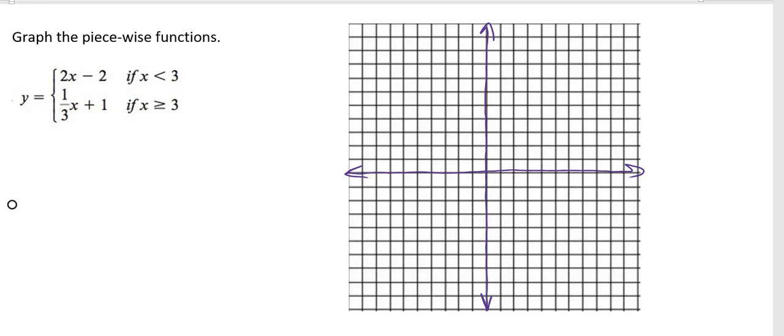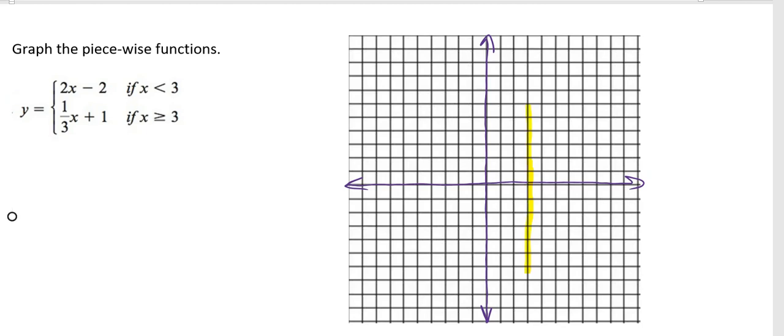In 3.3, we're going to look at piecewise defined functions. And these are just functions that have different formulas based on the different parts of their domain. So our first problem, we can see that the change is going to happen at 3.